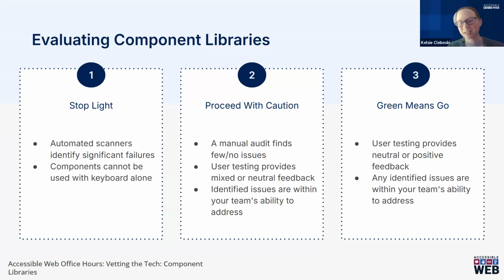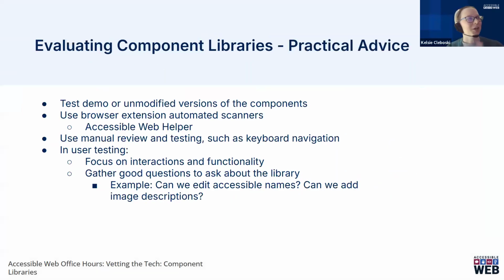And our third set of tests, green means go. These are really strong signs that this is likely to be a good accessibility partner: if user testing provides neutral to positive feedback, and then that same caveat of if you do identify any issues that they're within your team's ability to address. So let's talk about some practical advice around evaluating component libraries.